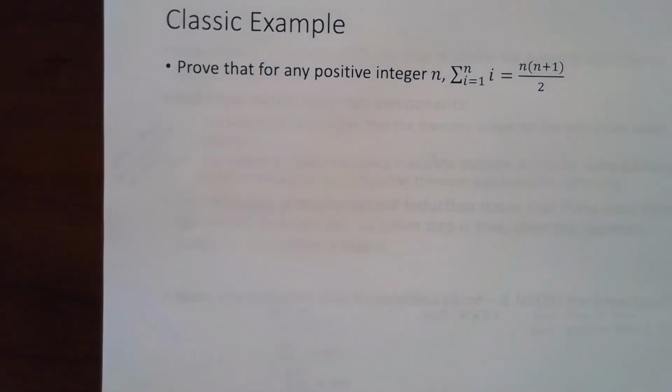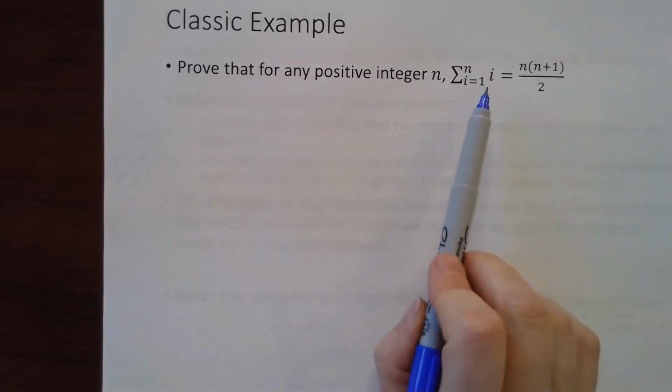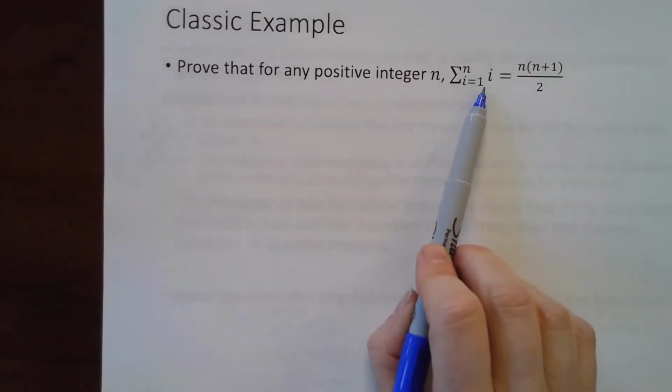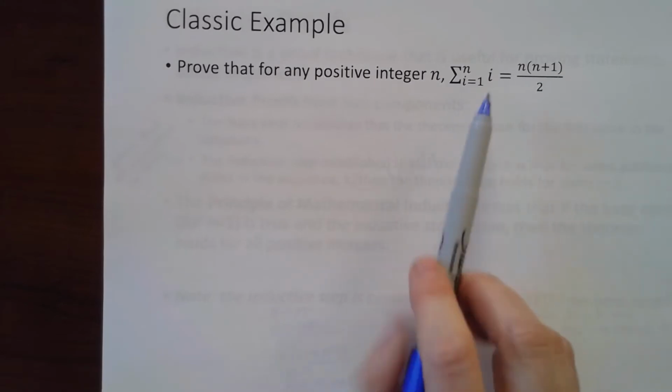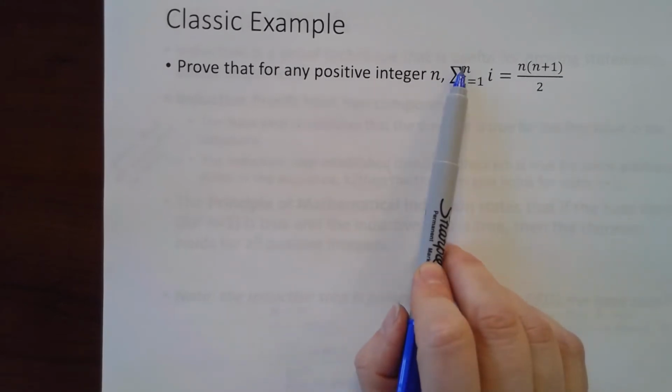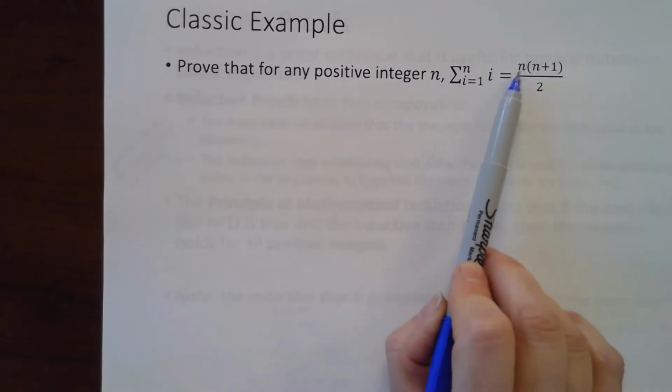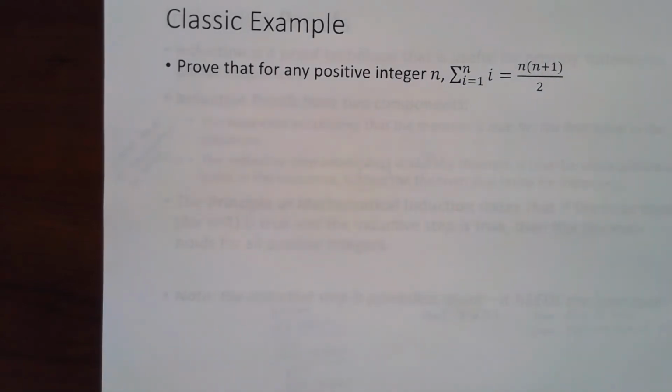All right, so we want to prove a very classic closed form formula for a summation. If I take the numbers 1 plus 2 plus 3 plus 4 plus 5 plus 6, and I add from 1 up to n, I can quickly evaluate that sum by doing n times (n+1) over 2. This is attributed to the mathematician Gauss. I don't know if you've ever heard the story.